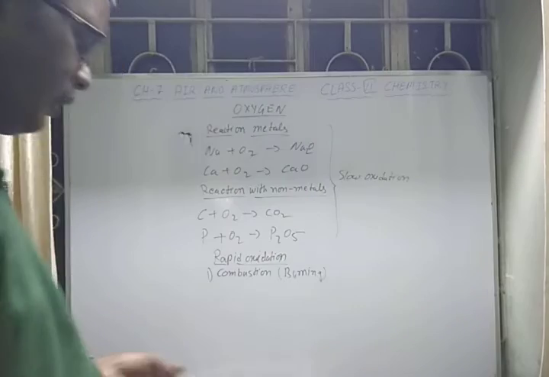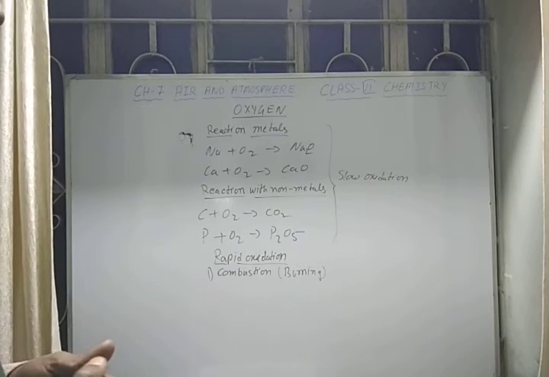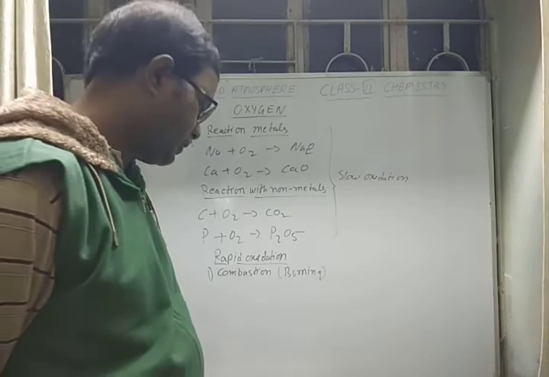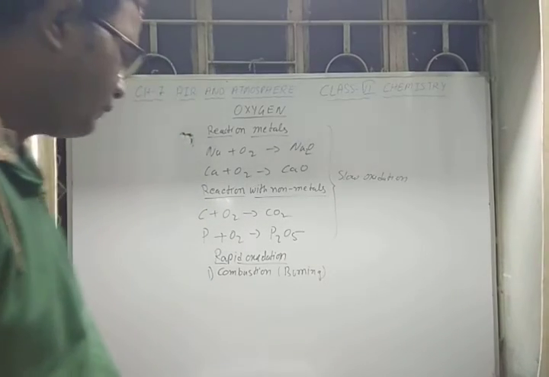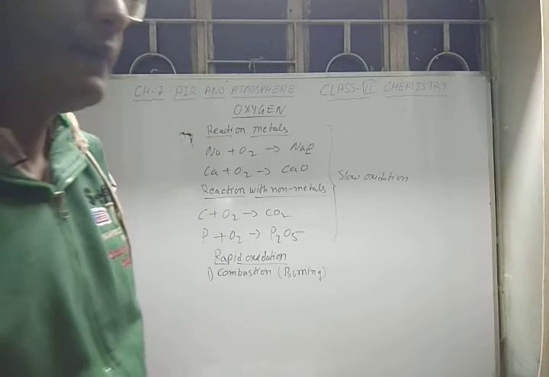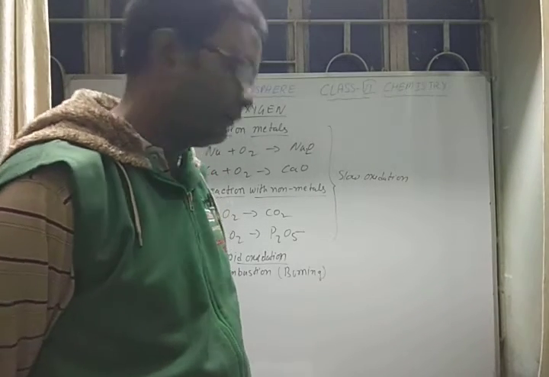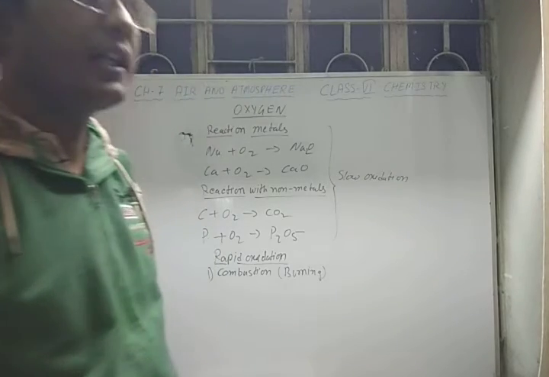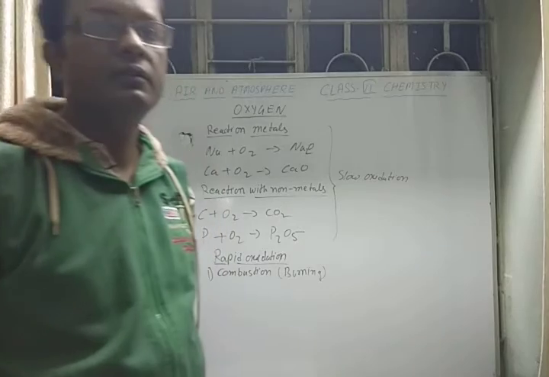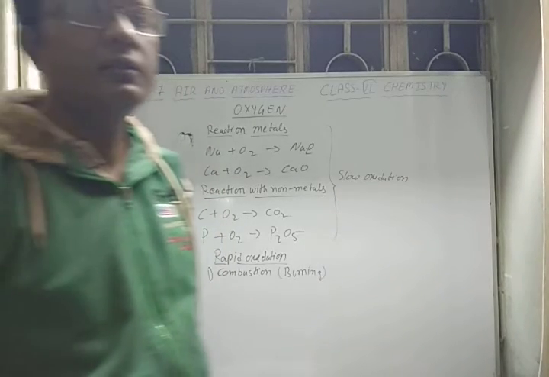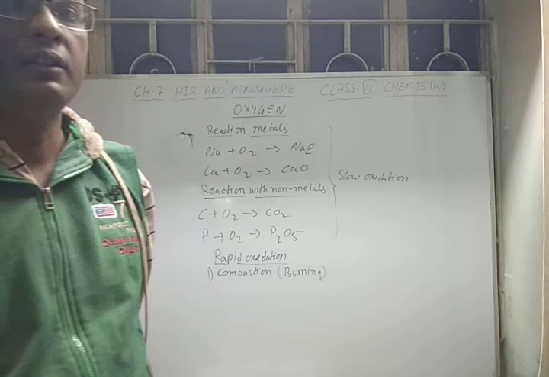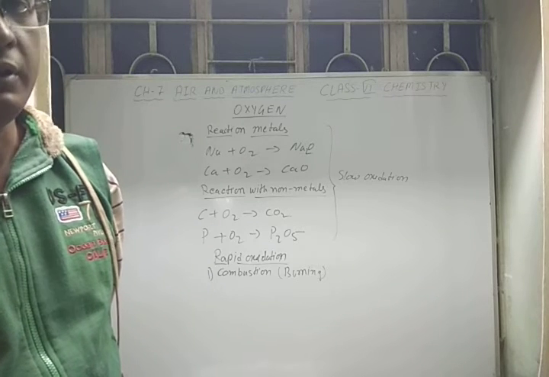So anything burns in the presence of oxygen, that's why we say that oxygen is a good supporter of combustion. So many examples: fuel burns to give carbon dioxide, water vapor, and heat, light. All these come under burning. Other fuels like paper, clothes, wood burn in the presence of oxygen to give carbon dioxide, water, and heat, sometimes light also.